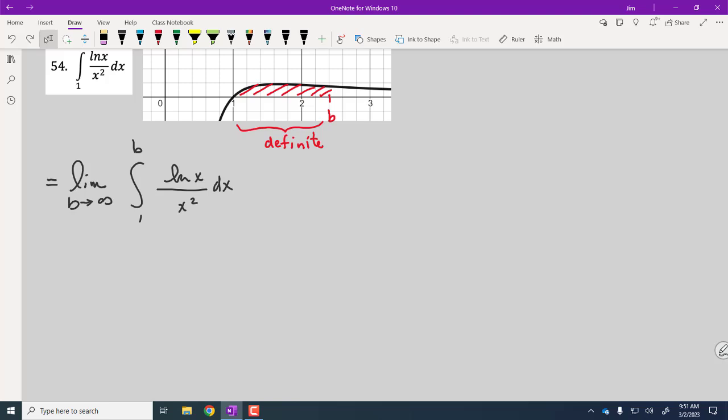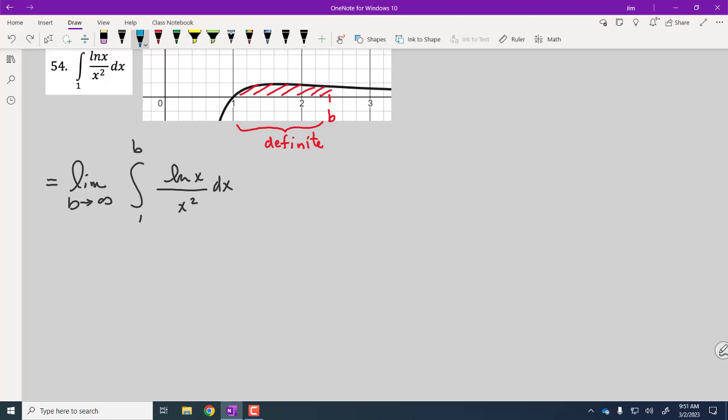Integration by parts is how we're going to have to do this. We can't let u equal natural log of x and have u substitution work, because the derivative of natural log of x is 1 over x, and we don't have 1 over x, we have 1 over x squared. So u sub's not going to work. The derivative is not present. So it's close, but not quite.